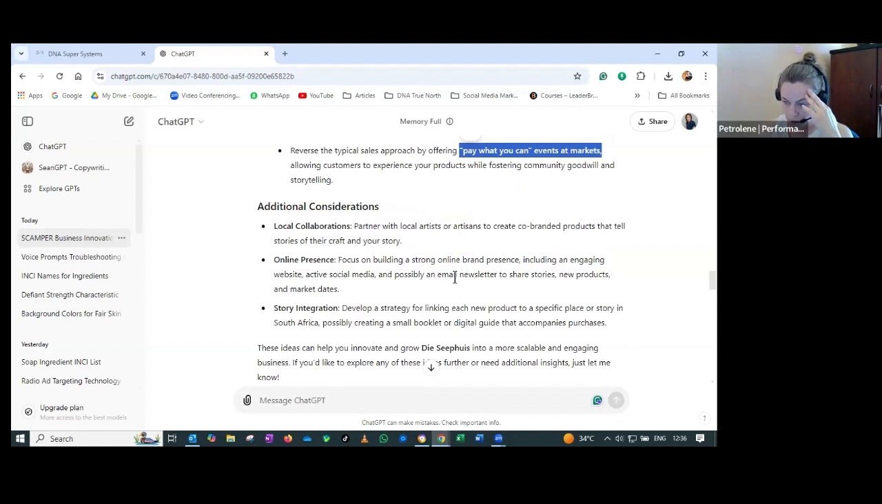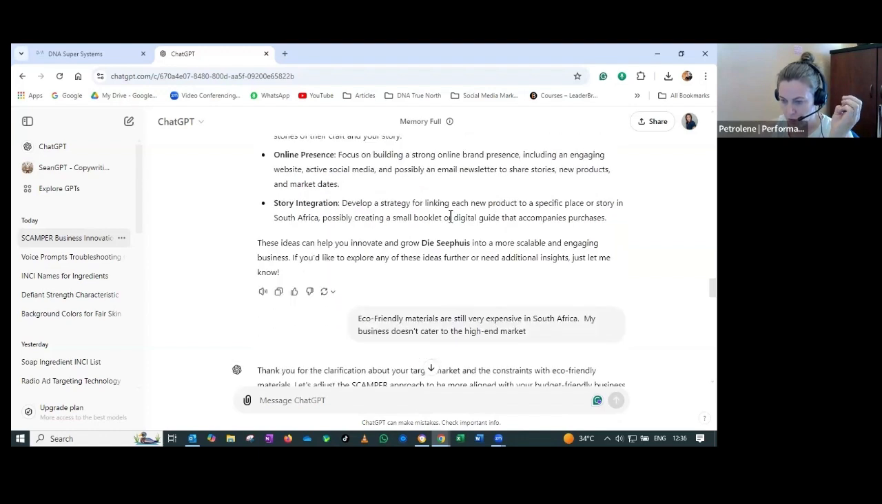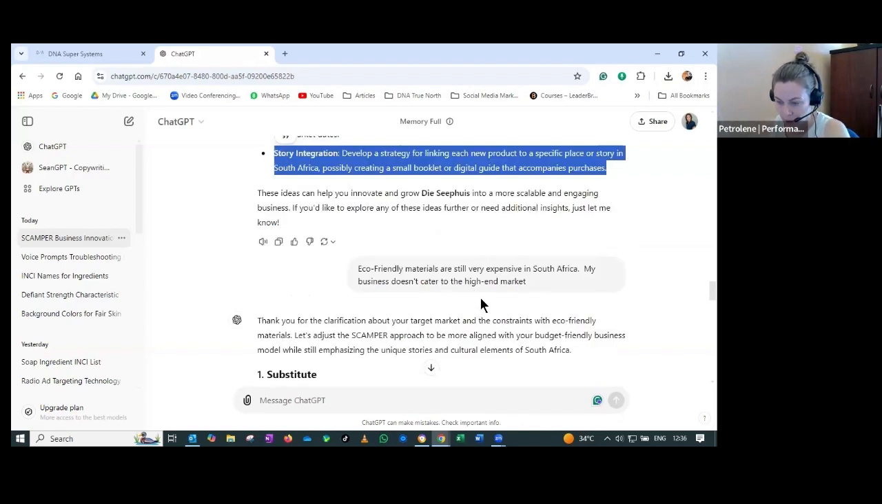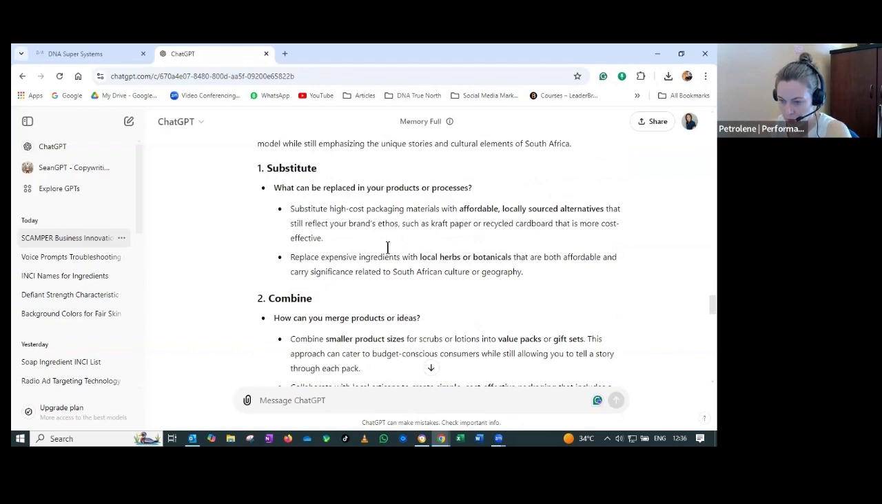Focus on building a strong online brand presence. Okay, story integration strategy for linking each new product to a specific place or story in South Africa. Booklet. Okay, I can see this. And I can actually see how I can do it in conjunction with, or in collaboration with, micro-influencers that travel. I can see how that can happen. Let's see what it gave me here.